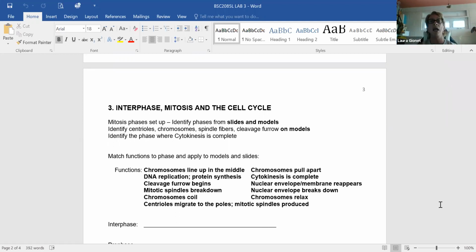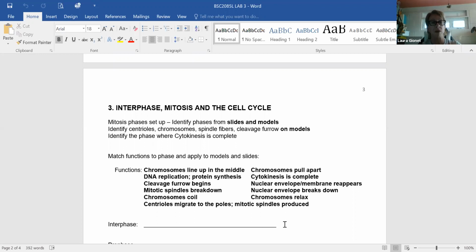So it's equal division of cytoplasm and its organelles. So you can make essentially a carbon copy of yourself, of your cell. All right, so here it says below number 3 in bold print, mitosis phases are set up. Identify the phases from the slides and models. So you have to identify them on the slides and on the models, as well as put their functions to them, right? Identify centrioles, chromosomes, spindle fibers, cleavage furrow on the models, and identify the phase where cytokinesis is complete.